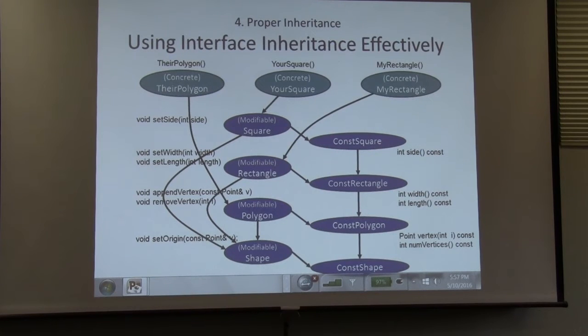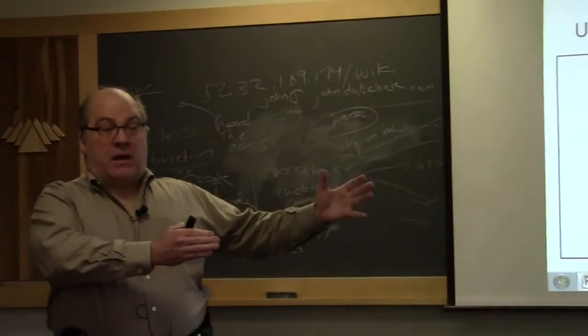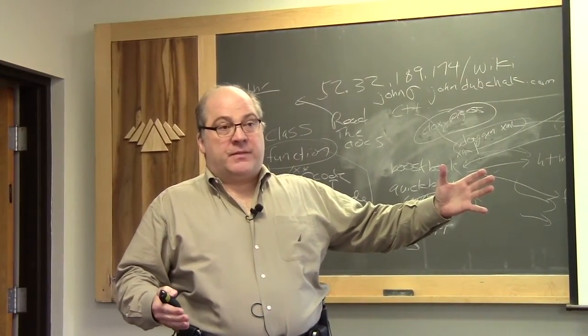There's another diagram you want to keep up if you're going to write inheriting things. So the principal clients of interface inheritance are both the public client and the derived class author. You think about, like we talked about with the allocator gets passed into a client. Client uses the allocator protocol. I call an abstract interface a protocol.